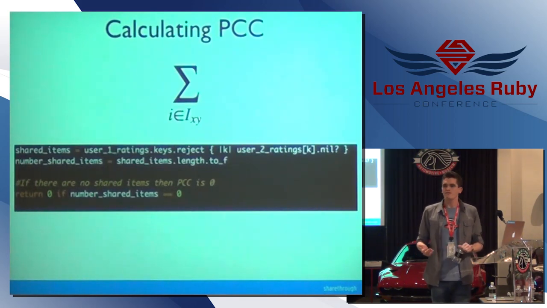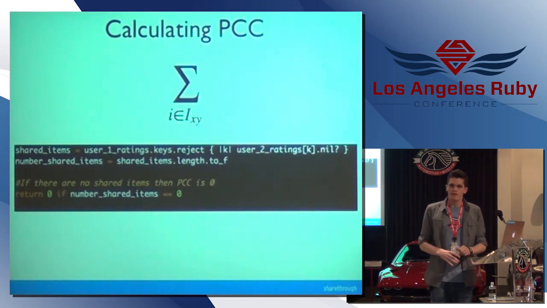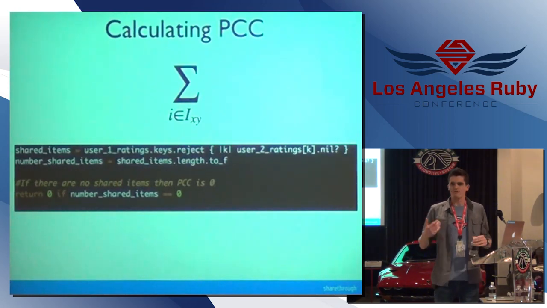So if we're talking about a correlation, if two users have nothing in common, clearly there's no correlation between them. Right? That's like saying there's a correlation between the color of the sky and how tall I am.